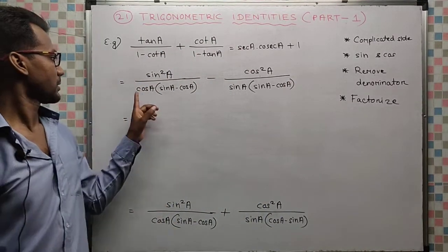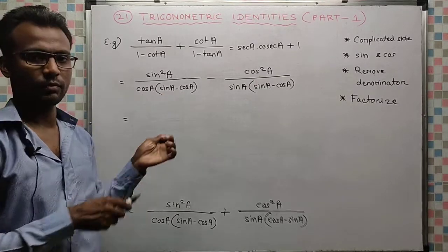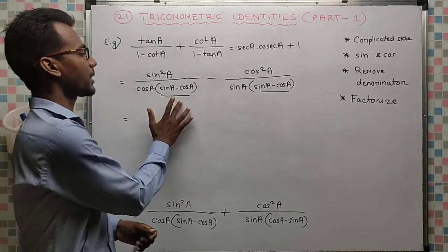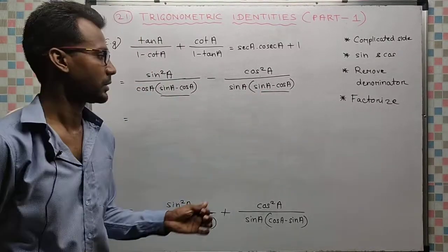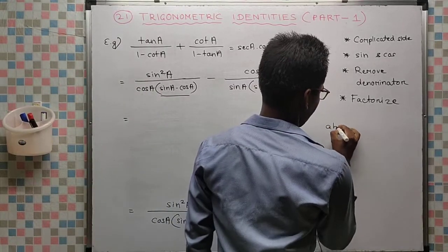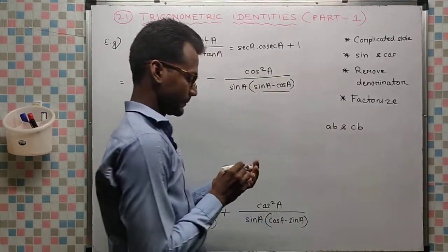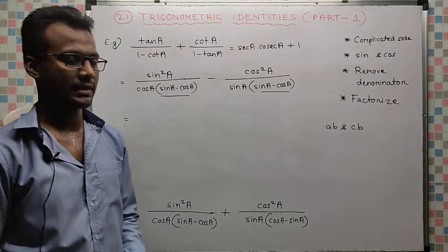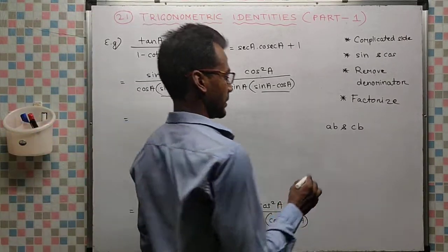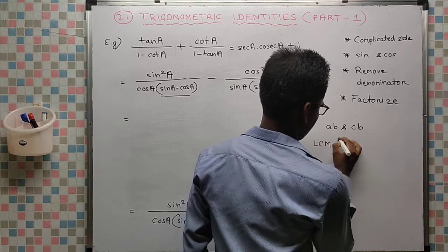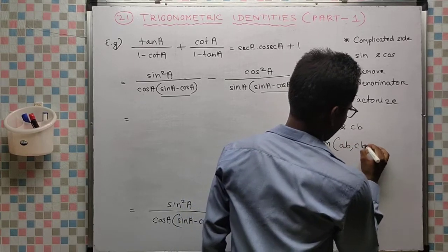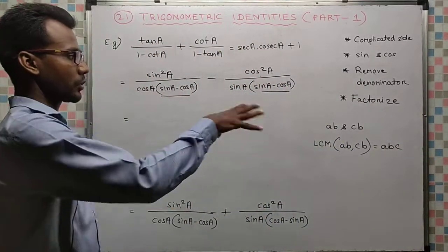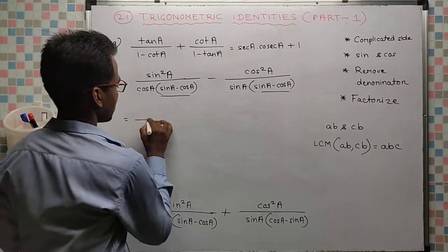Now see the denominators, cos a, sin a minus cos a both, here also and here also. So this is in the form of AB, this is in the form of CB. Okay, A into B and C into B. If I ask you what is the LCM of AB and CB, what will be the LCM? Obviously ABC. Okay, LCM of AB and CB is equal to ABC. So I'm going to do that here. Now let us take LCM.